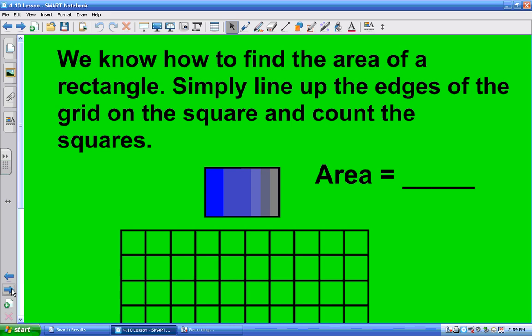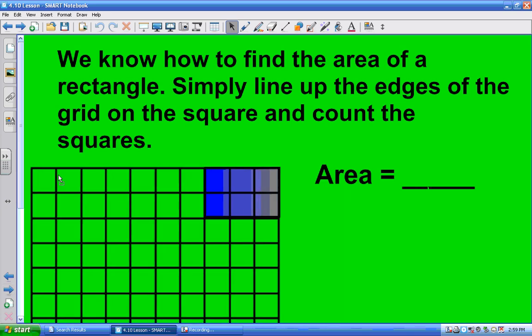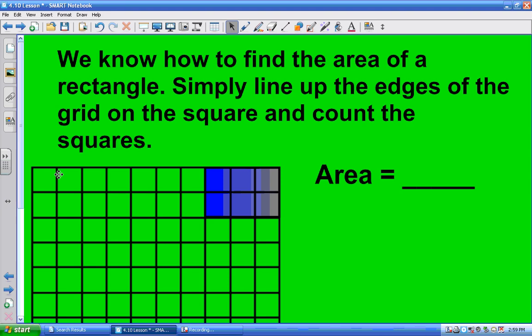And we know how to find the area of this rectangle, don't we? You simply line up the edges on the grid, and you grab this, you drag it over there, and what do you get for an area? You know that's 6, so we put that back up. So we know this is 6 square centimeters, right? Everybody agree with me?